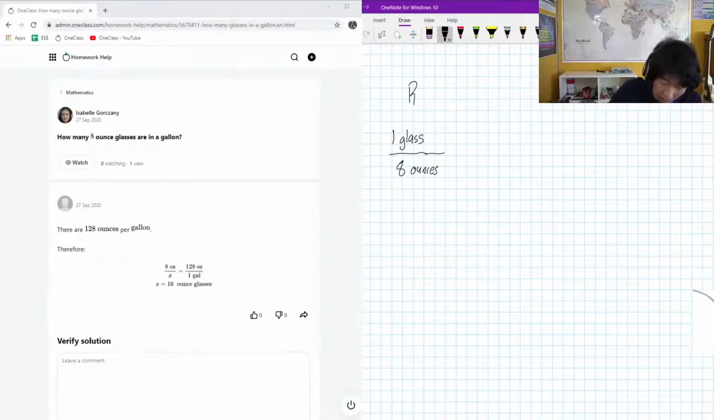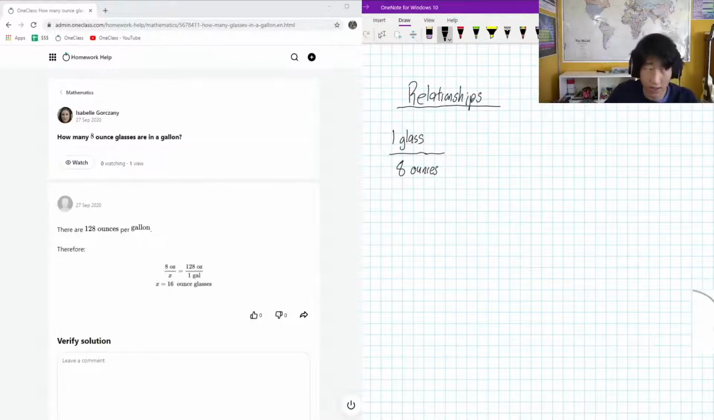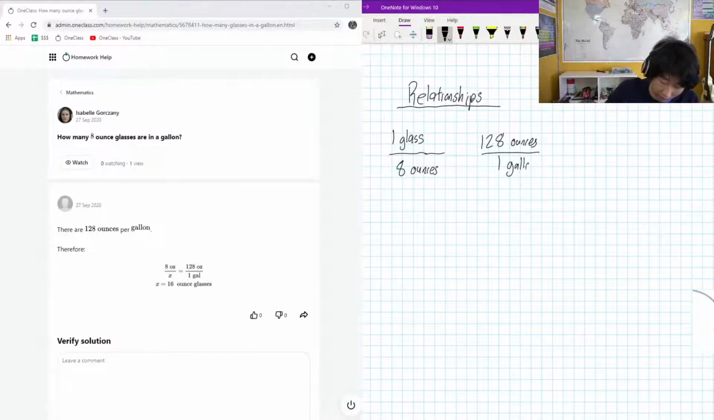That's one of the relationships. So let's just put this in a relationships section. Okay, that's one of the relationships: one glass is 8 ounces. That's given to us by the question. And another thing about gallons, we know that there are 128 ounces per 1 gallon. So 128 ounces per 1 gallon. Okay, so that's another relationship.